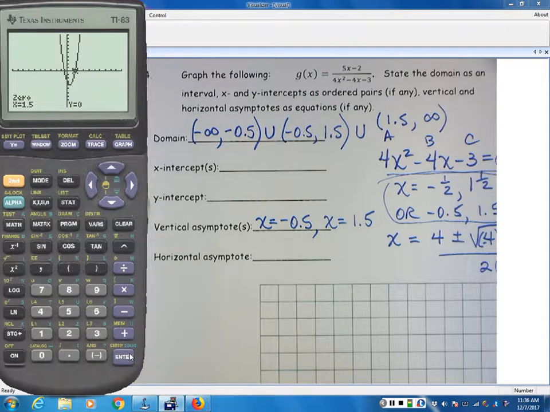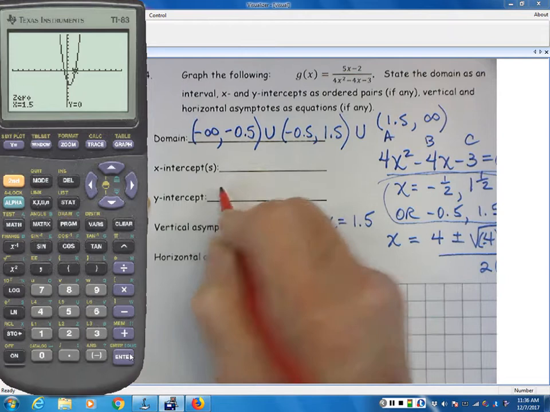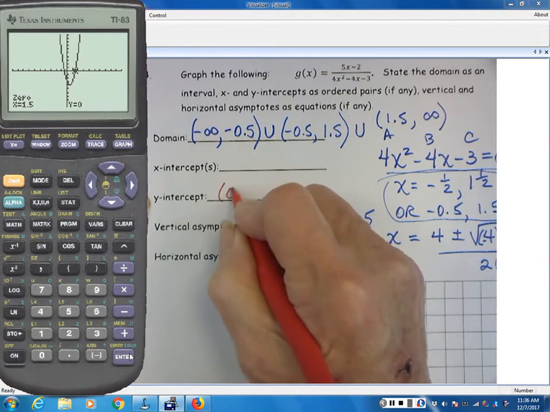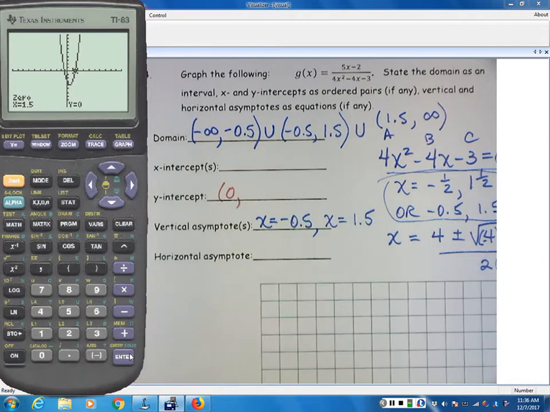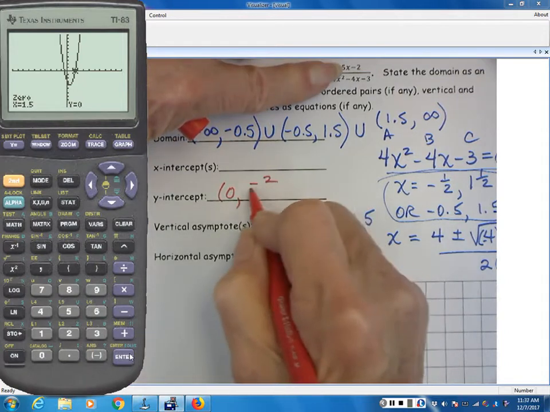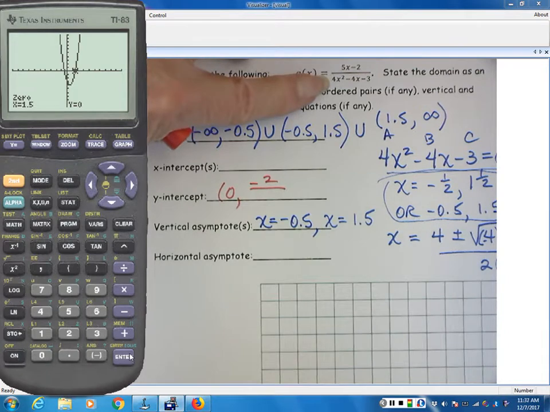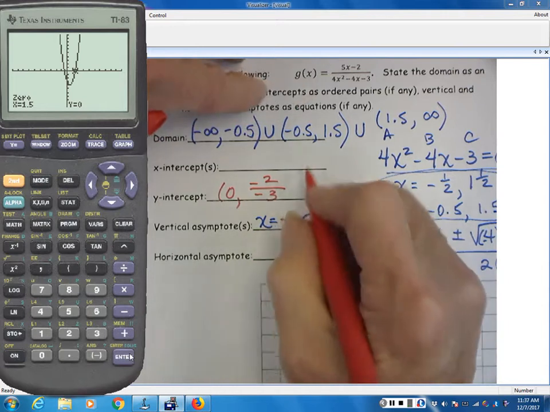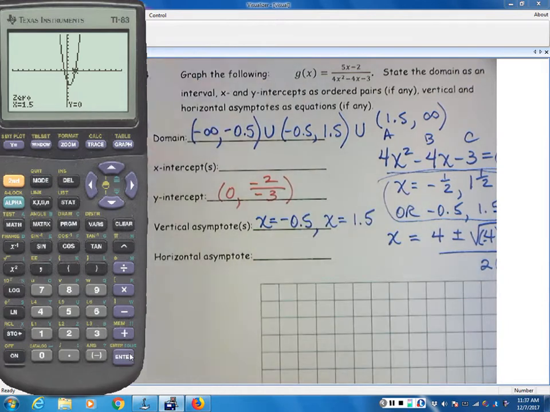Your y-intercept is always going to be where x is equal to 0. And if you let x be 0, 5x disappears, we have negative 2. 4 times 0 squared minus 4 times 0 is 0 minus 3. And that gets you your y-intercept. You just plug in x equals 0.